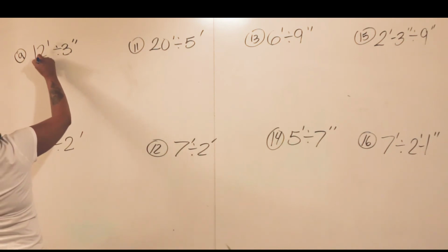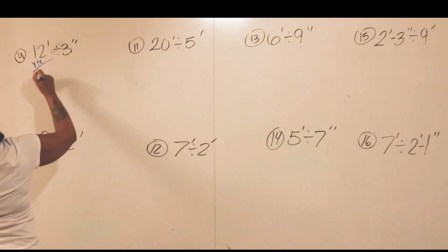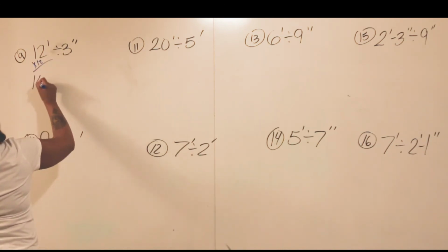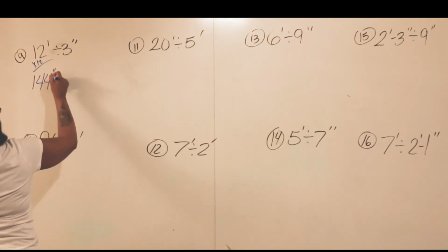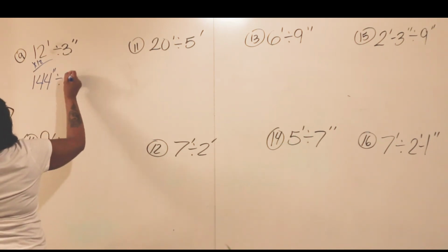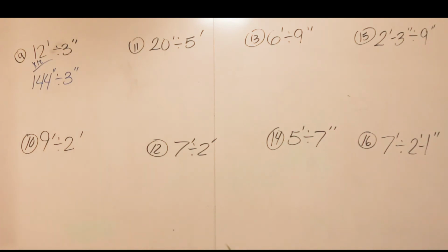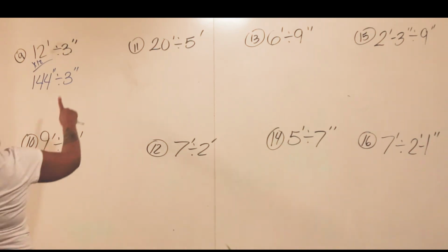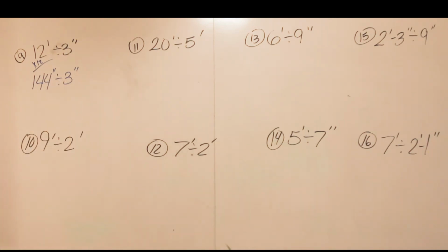So 12 times 12 is 144 inches. Thank you, Ling Ling. Divided by 3 inches. All right, so now we have 144 inches divided by 3 inches. Now that the measurements are the same, guess what we do with them? Drop them. We get rid of them, right? And once we get rid of them, we look at it as a division problem. You don't have to do nothing extra.